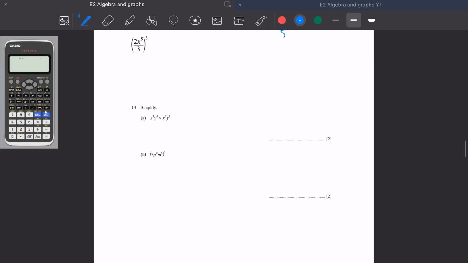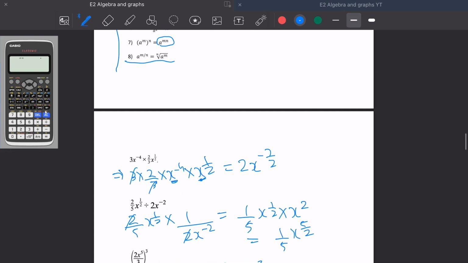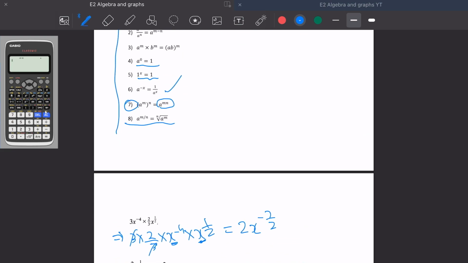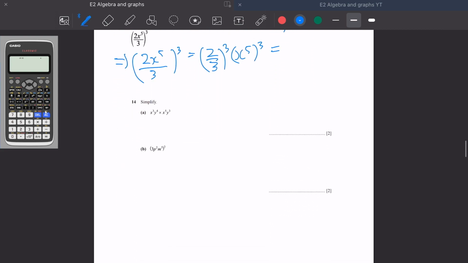Now next question is 2x to the power 5 divided by 3 whole cube. Now this becomes 2 by 3 cube into x to the 5 cube, since we have to use this rule, the seventh one. So this becomes 8 over 27 x to the 15. We can cross check. 2 by 3 to the power 3 is 8 by 27.